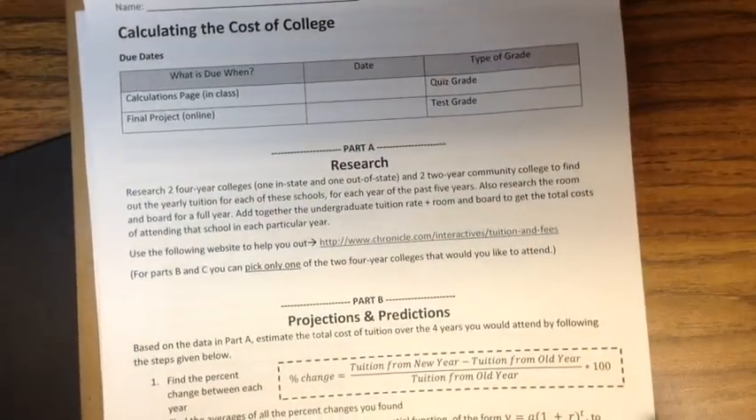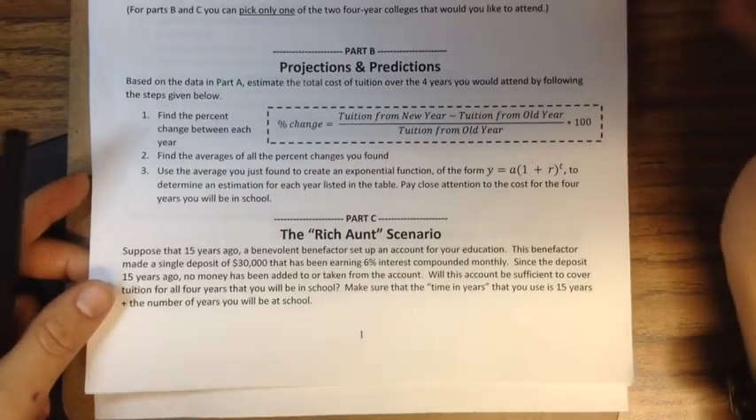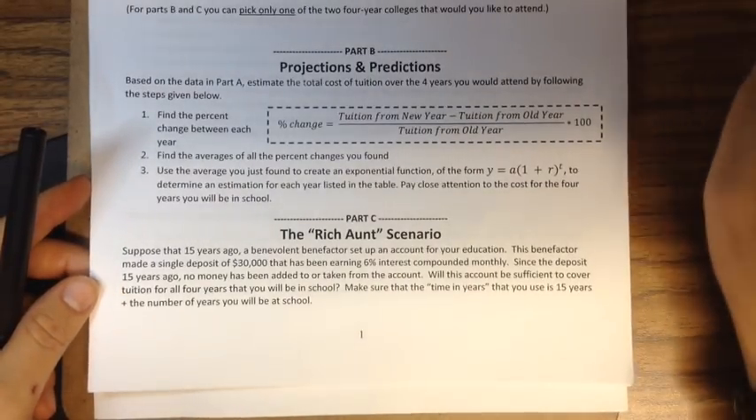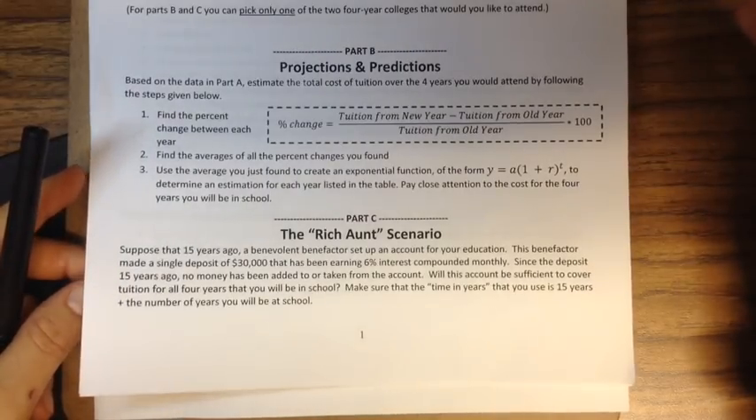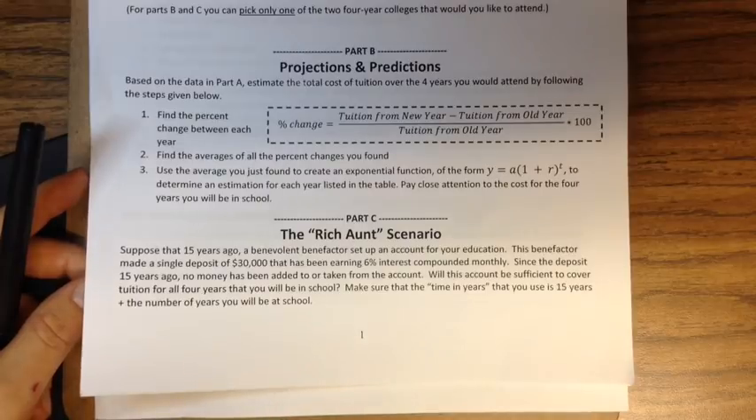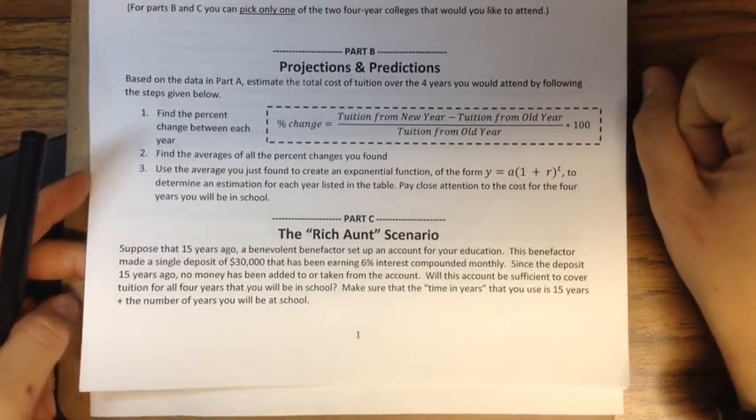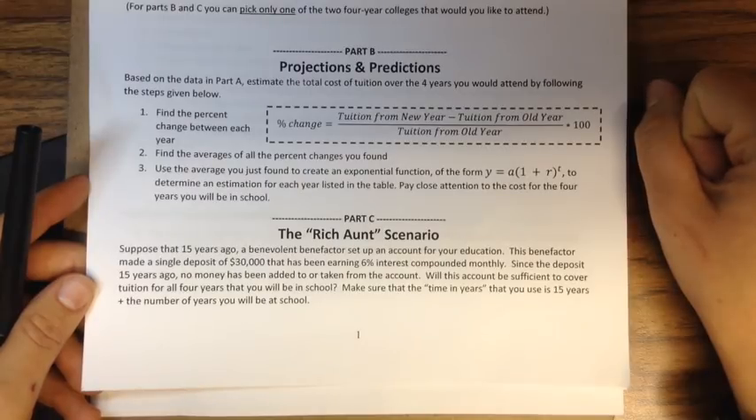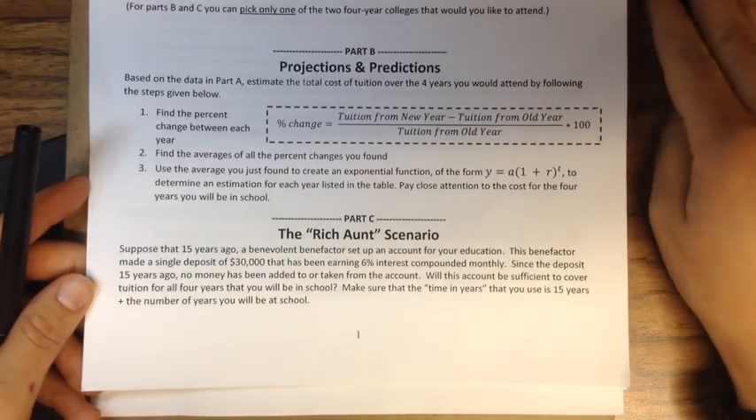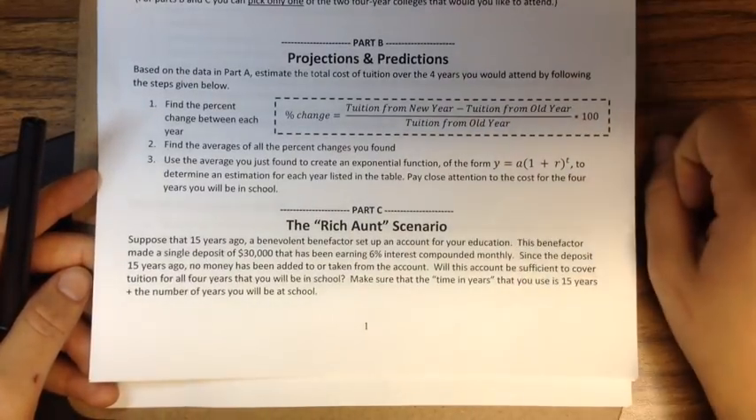Part C is what we like to call the rich aunt scenario. And it could be anybody rich in your family or a benevolent benefactor. Anyways, suppose 15 years ago, a benevolent benefactor, which just means someone super nice that's going to give you stuff, like a rich aunt, set up an account for your education. This benefactor made a single deposit of $30,000 that has been earning 6% interest compounded monthly. Since the deposit 15 years ago, no money has been added or taken from the account. Will this account be sufficient to cover tuition for all 4 years that you will be in school?